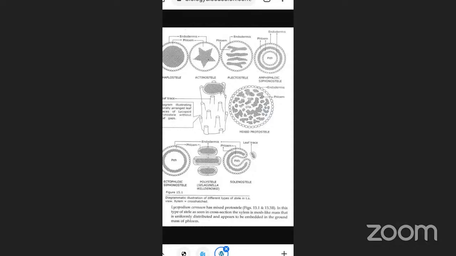Lycopodium morphological features and transverse section of the stem. Lycopodium is important in your theory as well as practical. Lycopodium transverse section of stem, and cones. Equisetum morphological features, meaning external features and stem, Equisetum transverse section and Equisetum cones. That is very important.